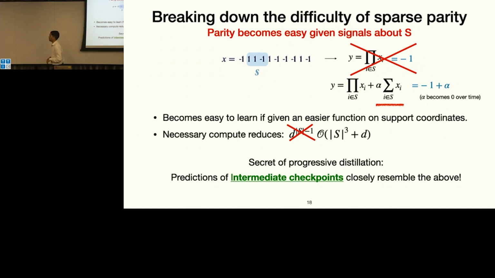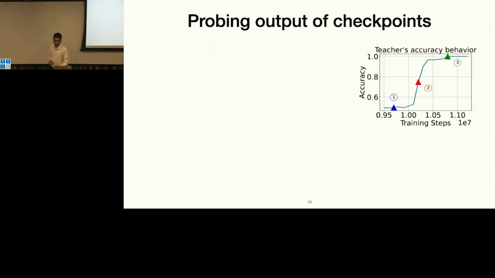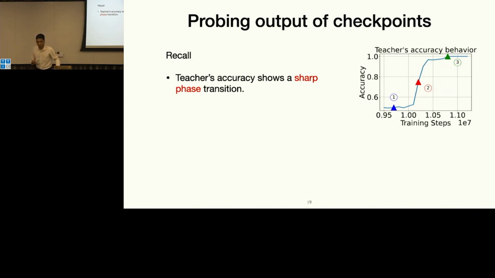What we show in our paper is that the secret of progressive distillation is that the output of some intermediate checkpoints closely resembles the above easy to learn signal. To verify our claim, we take the teacher's checkpoints and probe their output. As I said before, the teacher shows a sharp phase transition. We show here 3 checkpoints for your reference: one before the phase transition, one during it, and one after it.